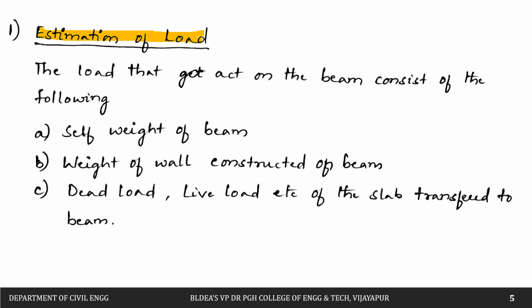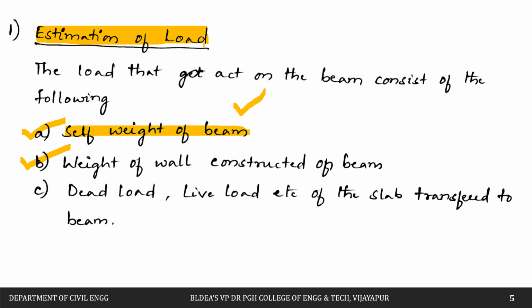That means what load is going to come on the beam has to be calculated. Generally the load that is going to act on a beam consists of the following. First one is the self weight of the beam. Whenever you take any beam, it is going to have its self weight, so that has to be considered. Then next is the weight of the wall constructed on the beam. Usually we construct the wall above the beam itself. So the wall load that is going to come has to be calculated.